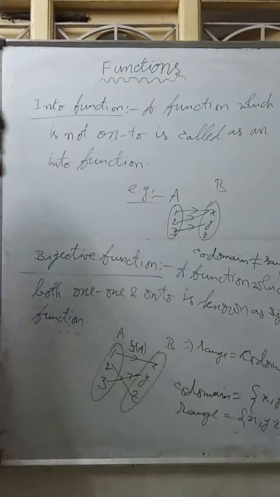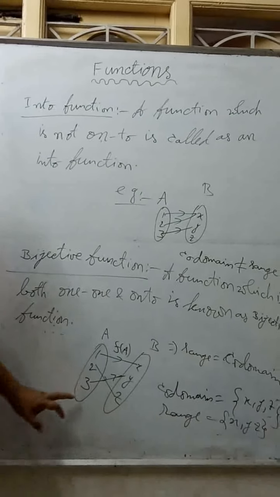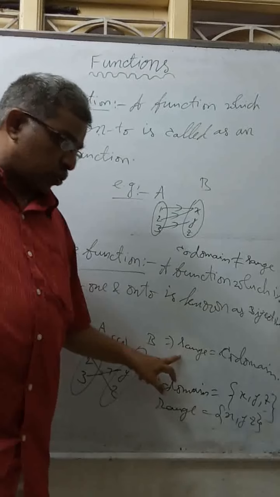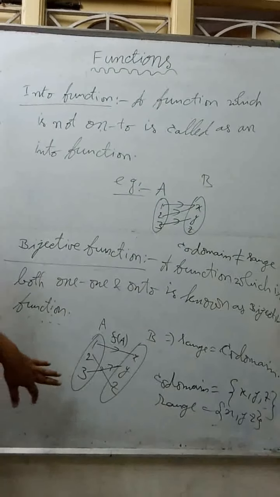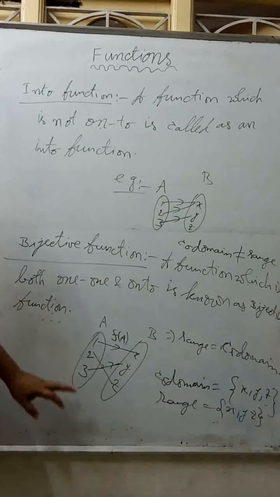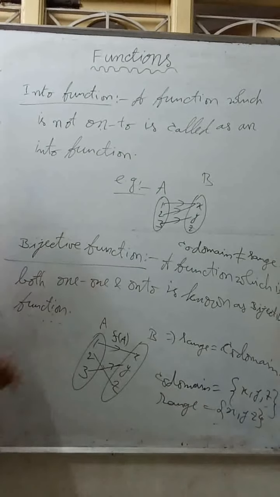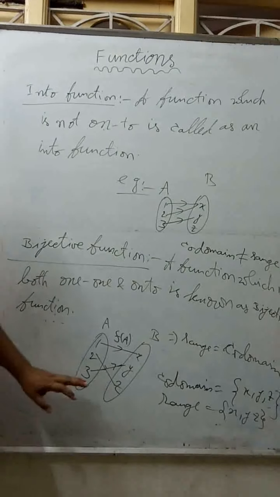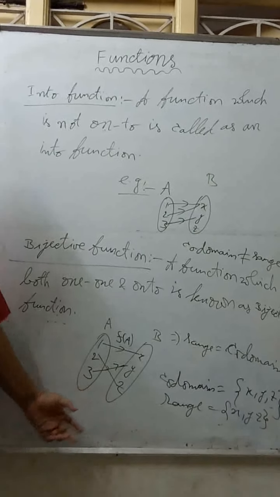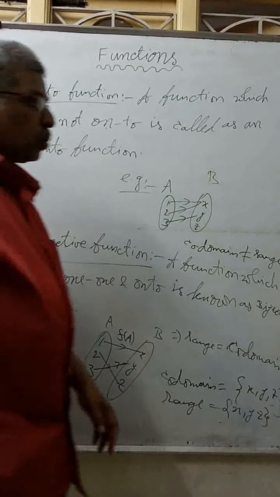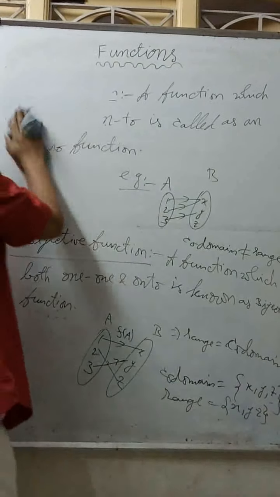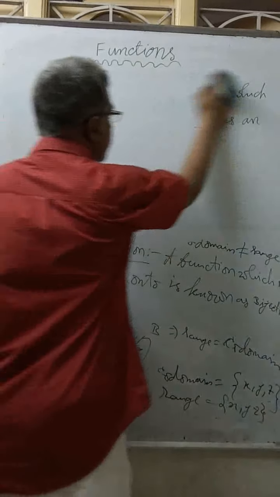Means in this function both properties have been satisfied: the 1-1 property and the range, onto property. When both properties are satisfied, such functions are called bijective functions. Only bijective functions are invertible. Most important point, only bijective functions are invertible.